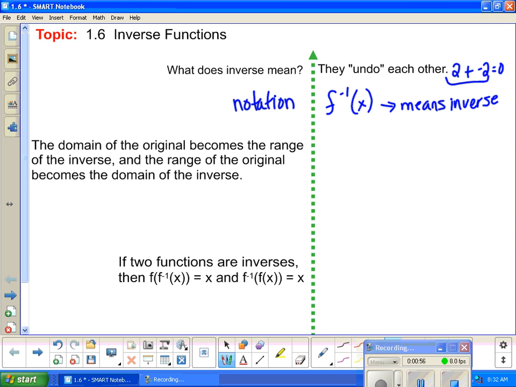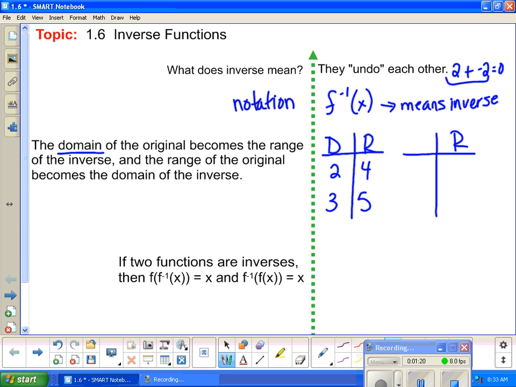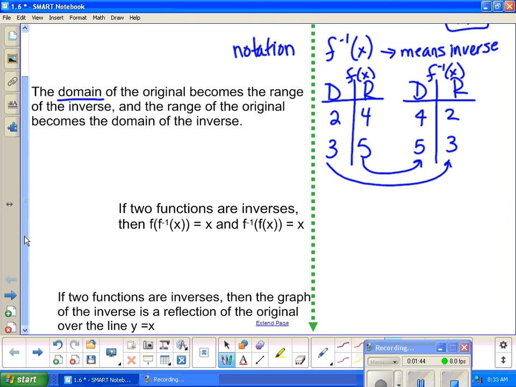So what it means to have an inverse function is the domain of the original. So let's say I have a domain of the original and a range. I'm just picking some random points. The domain of the original becomes the range. And the range of the original becomes the domain. So this is f of x here. This is my function. And then this is my inverse function. The domain and range switch places.